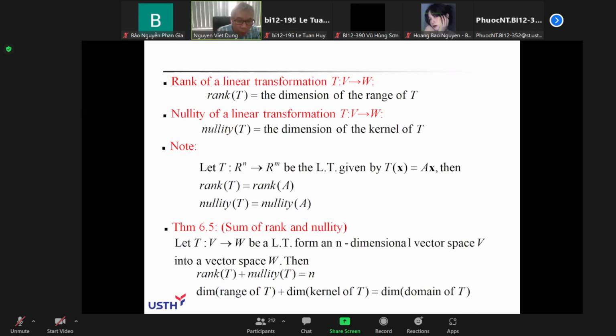And also, because for a matrix A we have the relation between the rank and the nullity, similarly for a linear transformation T we have a similar relation. That is, suppose that T from V to W is a linear transformation. It goes from an n-dimensional vector space V into a vector space W. Then we have the rank of T plus the nullity of T equals n. n is the dimension of the domain.